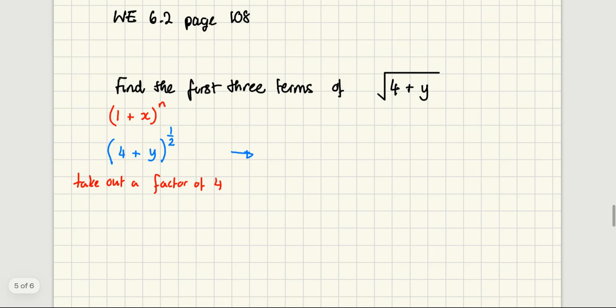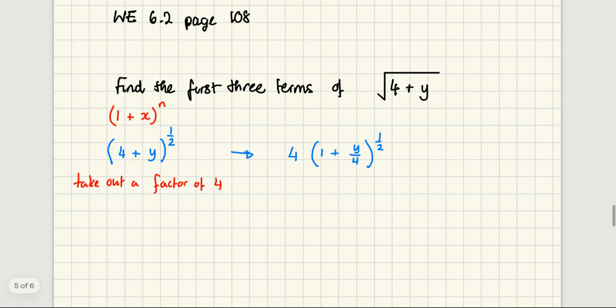1 plus y over 4. Take out 4 and then everything else. So 4 brackets 1 plus y over 4, to the power of a half. No. Very close, but it's not quite right.